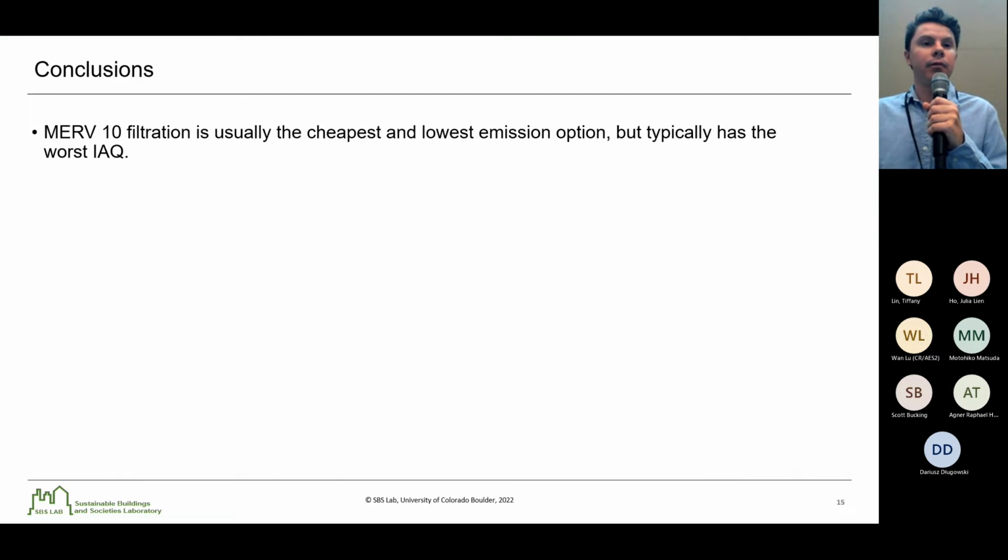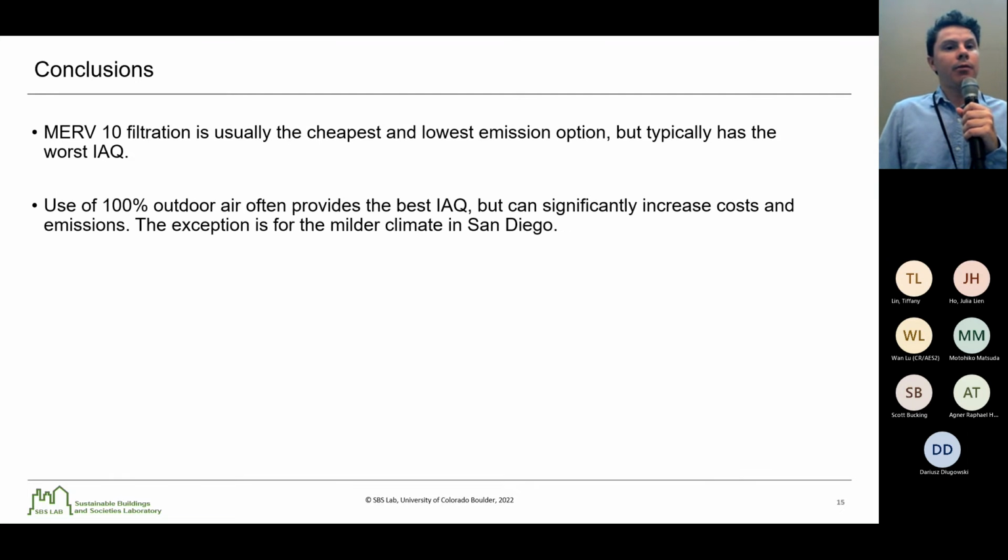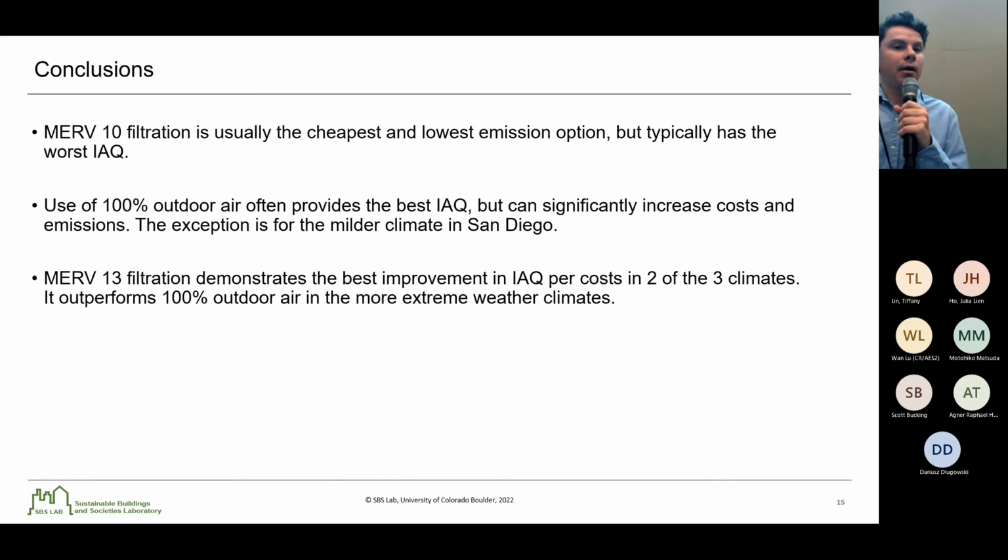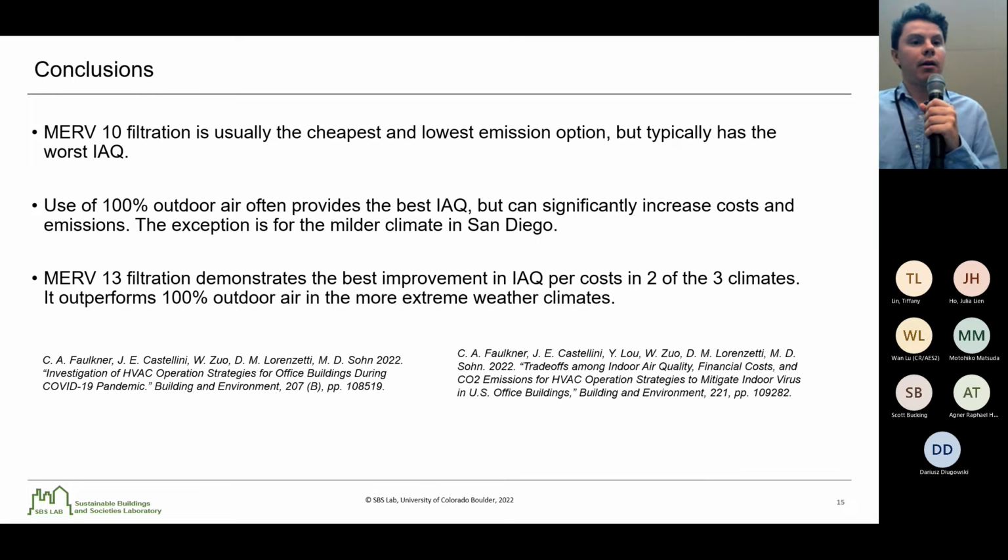We find that MERV 10 filtration is typically the cheapest and lowest emission option, but also has the worst indoor air quality. Use of 100% outdoor air can provide the best indoor air quality, but often leads to significant increases in costs and emissions, with the exception being in the milder climate of San Diego. And then MERV 13 filtration demonstrates the best improvement in indoor air quality per cost in two of the three climates, in particular in the climates with more extreme weather.